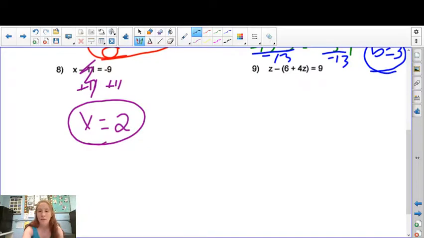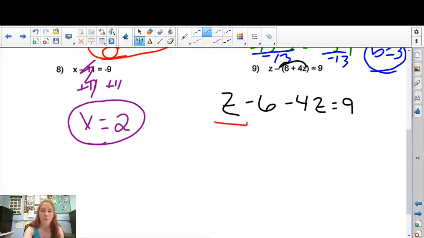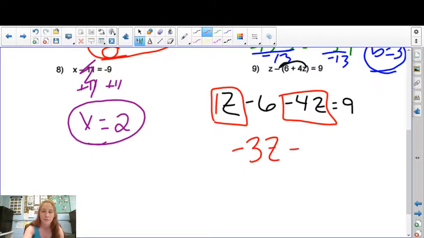Okay, I need to go ahead and distribute that negative sign through. So I have z minus 6 minus 4z is equal to 9. I need to combine my like terms since they're on the same side. So my z minus 4z, so remember there's an invisible 1. So 1 minus 4 gives me a negative 3. Don't forget my z comes with it.